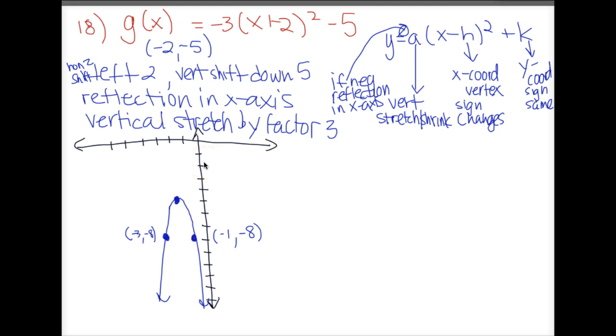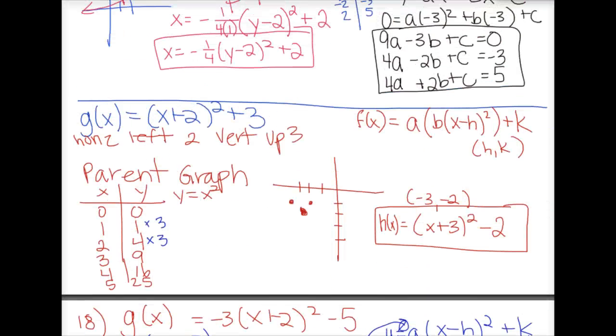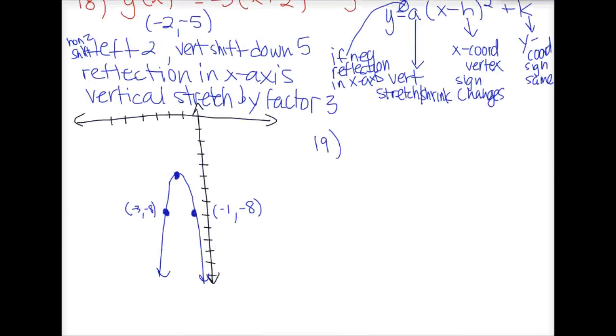All right, next, I wanted to do 19 because it's the only one on here where it talks about the horizontal. So again, I talked about the horizontal up here. Horizontal shrinks and stretches go inside the parenthesis generally, and we usually only look at them when we don't have a shift. So it said to write the equation when you had a horizontal shrink by factor 1/4.